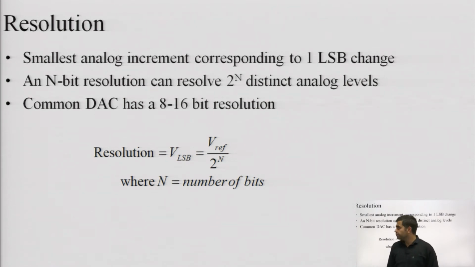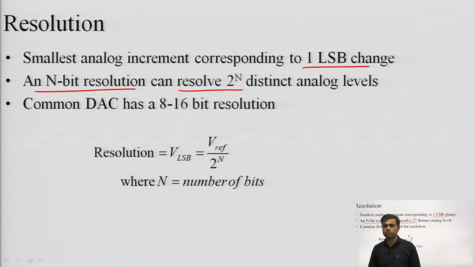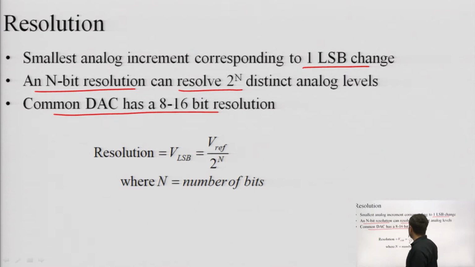So resolution is the smallest analog increment corresponding to 1 LSB change. So if we are moving one step, we are getting one smallest possible increment in the LSB, then corresponding to that, what is the smallest change in the analog value? So for an n bit resolution, it can resolve 2 raised to power n distinct analog levels. For example, if n is equal to 3, then 3 bit resolution means 2 raised to power 3, that means 8 analog levels can be assigned. So the common DAC has an 8 to 16 bit resolution.